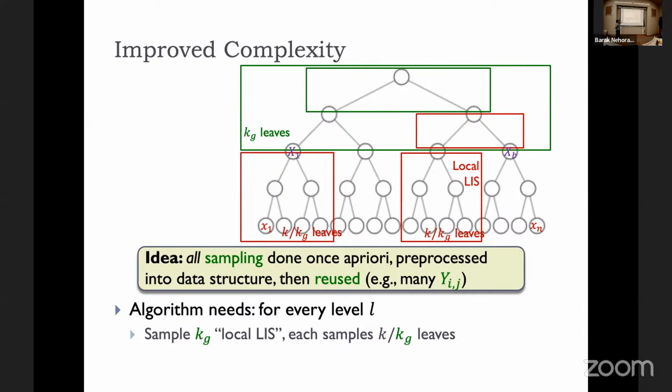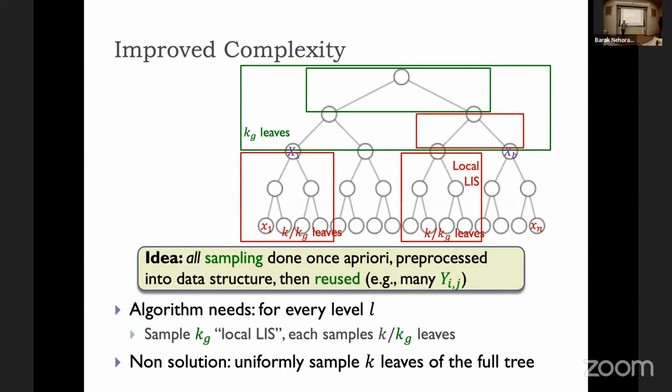Okay, and what we need to be able to do, for any parameter kg, is for a uniformly random sample of kg leaves from here, from the corresponding leaves, to generate k divided by kg leaves. The total number of leaves that is sampled here is about k. One thing that is clear is that this is definitely not a uniform sample. So uniformly sampling positions from the subsequence is definitely not like this.